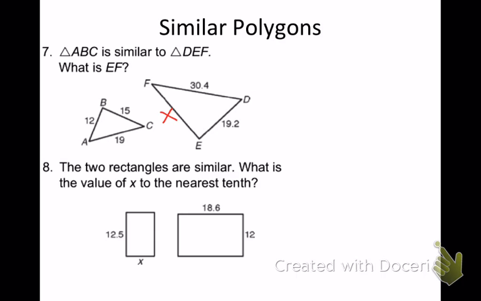Jake, coming to you on number 7 here. Okay, Jake, let's walk through this. Jake, how'd you set up a proportion? So you did 15 over x. You're saying 15 and x are similar, and I'd agree with that. Okay, so what would that be equal to then, Jake? 12 over 19.2. I would agree with that as well. 12 is similar to 19.2.